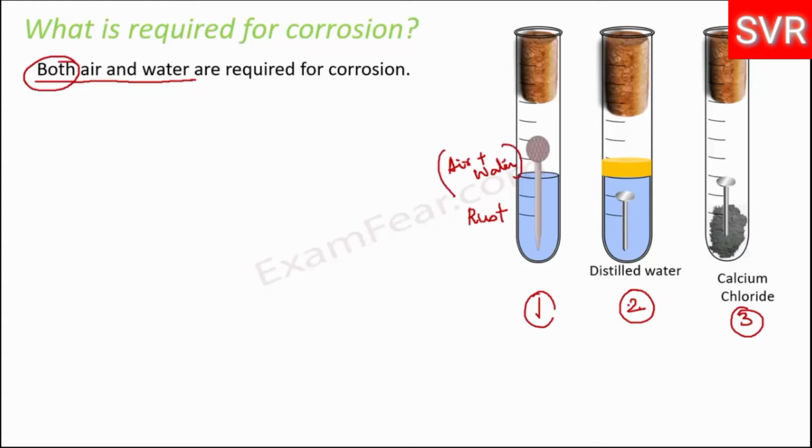In the second test tube, we have used distilled water, but there is no air. So in this case, we have exposure only to water. And here we observe that no rusting takes place. In the third test tube, there is no water. We have used a dehydrating agent called calcium chloride, which takes away all the water. So here there is no water, only air. And in this case also we see that no rusting takes place. So this clearly shows that for rusting to take place, that is for corrosion to take place, both air and water are needed.